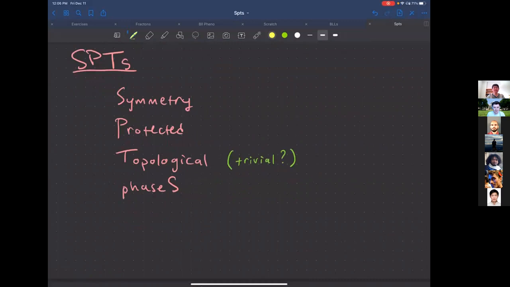Yeah. So okay, so SPT, what does the acronym stand for? The acronym stands for Symmetry Protected Topological, and then SPT phase is the phase part.